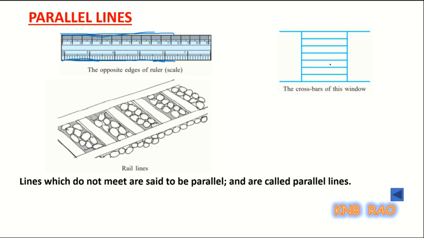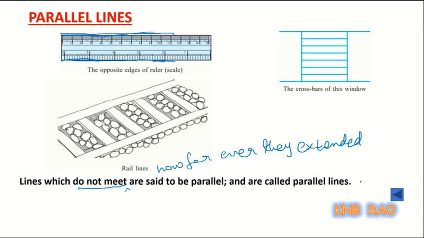Lines which do not meet, how far ever they are extended. Okay, it is very important. They should not meet even after extending indefinitely in both the directions. So that's what we say, how far ever they are extended. So lines which do not meet, how far ever they are extended, are called parallel lines.